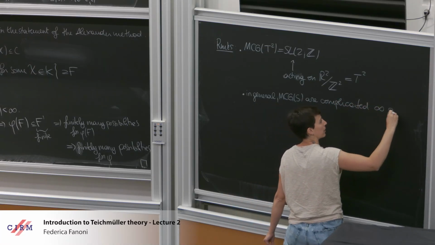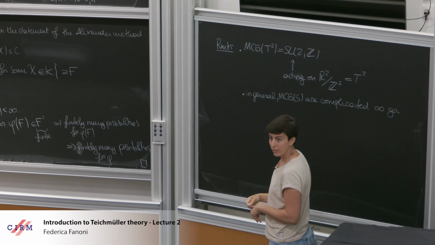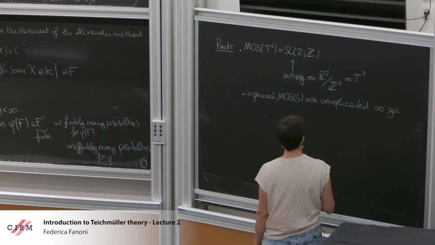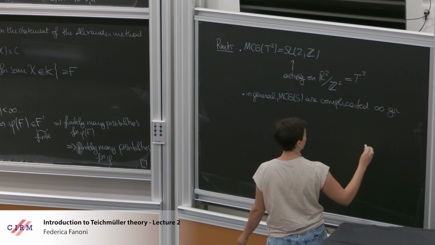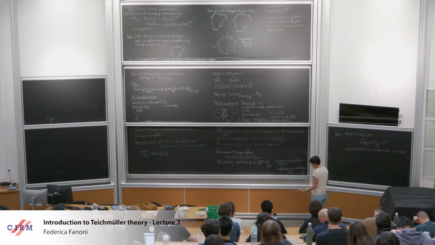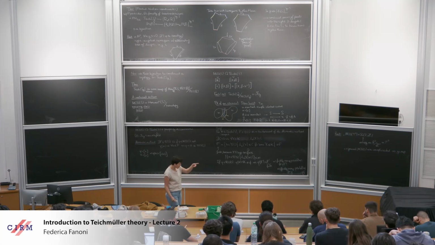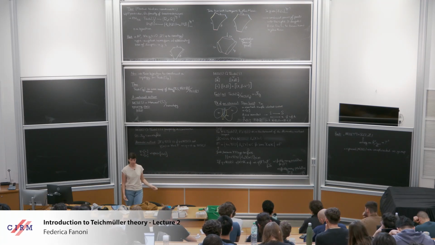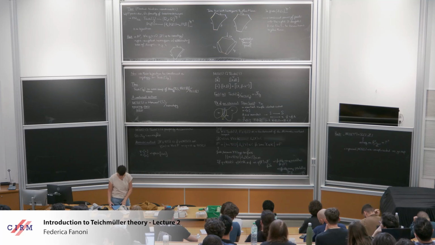They are complicated, always infinite except in very few cases, like the sphere, where it's trivial. The three-hole sphere is finite, but for a surface of genus at least 2, it's always an infinite group. We know many things about them, but there are also plenty of questions still open. For instance, in the case of the torus, we know that this is a linear group. It's completely open whether this is true for a generic surface.